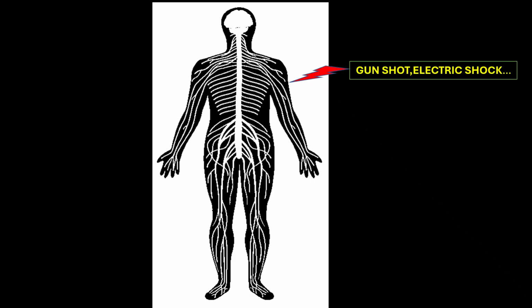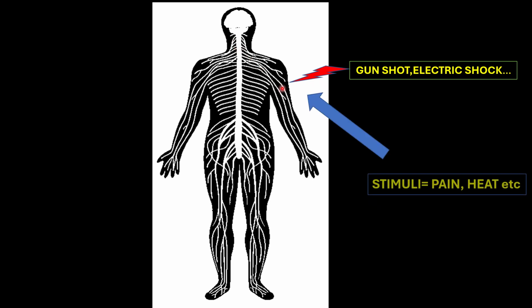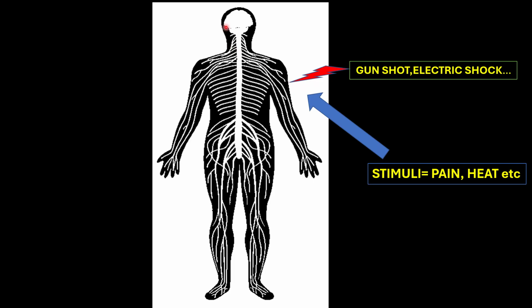Let's say this person is shot with a gun or an arrow, or there's an electric shock, or somebody throws a stone at the person, and the stone hits this side of the body. How would the person know that he or she has been hit? First of all, there must be a stimulus, there must be pain there, but the brain doesn't understand pain. The communication within the nervous system does not involve pain and heat. Actually, there's a different language spoken by the brain and the spinal cord and the rest of the structures. The language they speak is different from what we may call pain or heat.